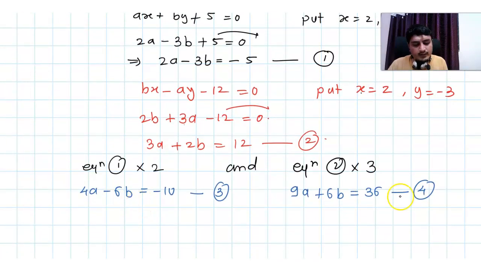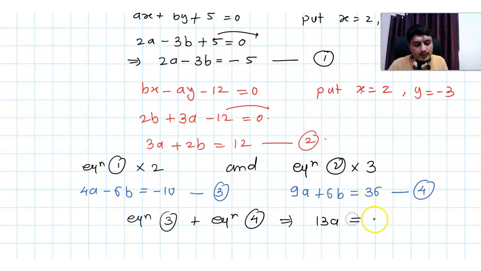Now look at equations 3 and 4 carefully. The coefficient of variable b from equation 3 is -6. The coefficient of variable b from equation 4 is 6. What will happen once we add them up? We eliminate variable b here. So let us add equations 3 and 4. So 4a + 9a we are getting 13a, -6b + 6b gets cancelled or gives us 0, -10 + 36 we are getting 26.